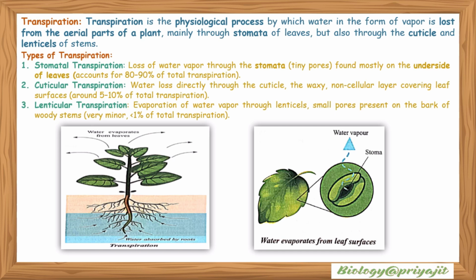Transpiration. Transpiration is basically a physiological process by which water in the form of vapor is lost from the aerial parts of a plant, mainly through the stomata of leaves but also through the cuticle and lenticels of stems.